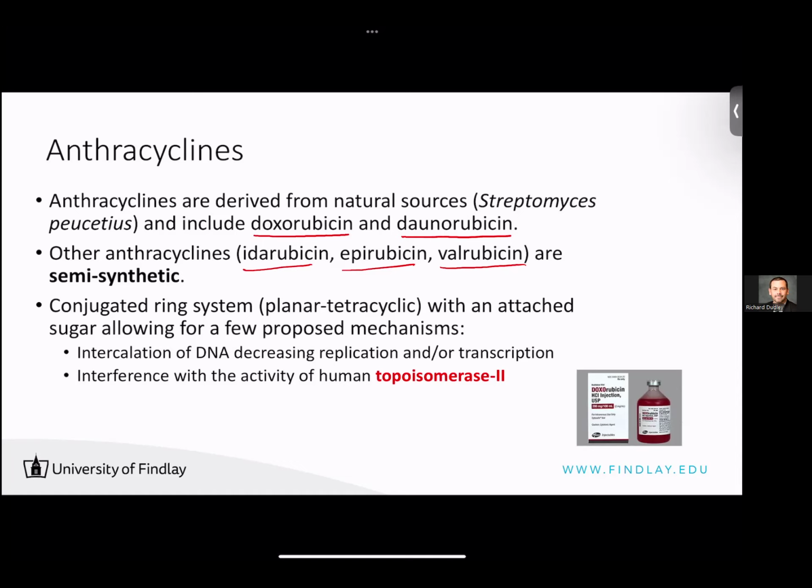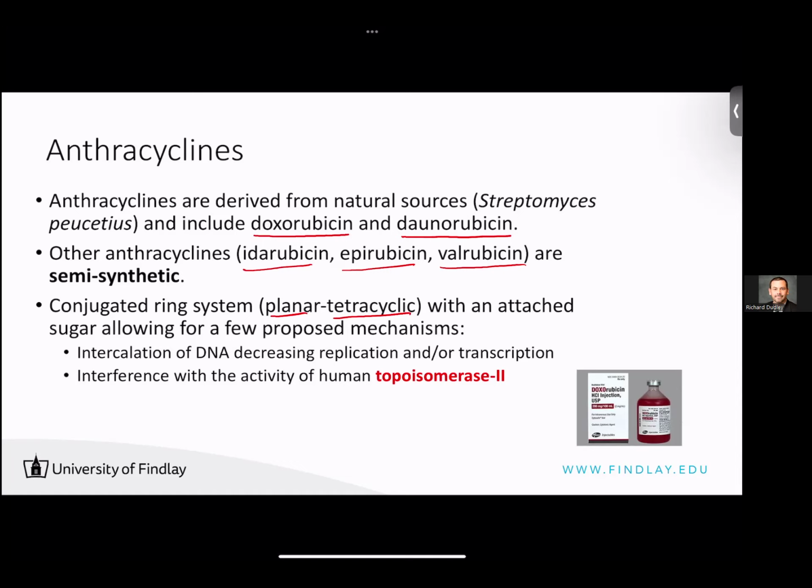used at best. As a class, you'll see that all of these molecules contain a tetracyclic conjugated ring system. So it's a flat or planar tetracyclic system. And attached to that tetracyclic system is a sugar residue, a daunosamine sugar residue. When you take the sum of the sugar residue and the tetracyclic ring system, what you end up with is a molecule that's capable of doing a couple things in a cell.